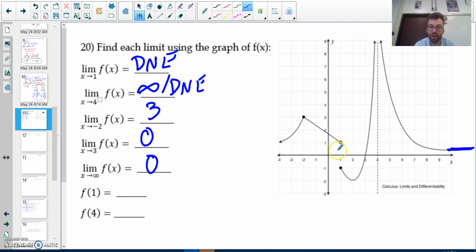f of 1. Find the value of our function at 1. What does y equal at 1? Well, if I look here, that's an open circle, so I disregard that and go to the closed circle. I get negative 1. f of 4. Well, I have this vertical asymptote. If I have a vertical asymptote, it's D and E.